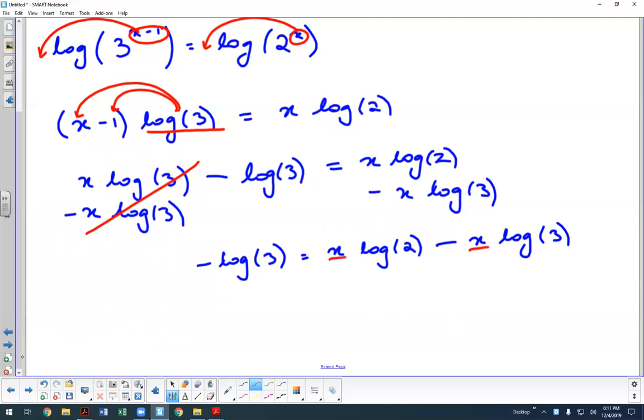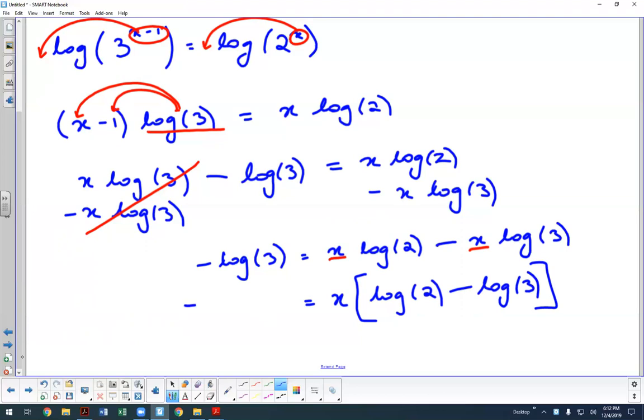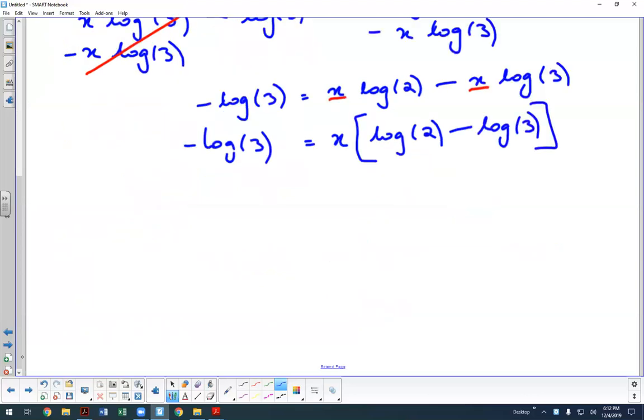Since both of them have that common x term, we can factor it out. Again, if you had 3x minus 2x, technically we could have subtracted that to get an x, but we cannot do the same thing with logs. So we're bringing the common term outside as our greatest common factor. Bring that x outside, which leaves us with log of 2 minus log of 3. And of course, you've got your negative log of 3 on the left-hand side. And that's pretty much it.